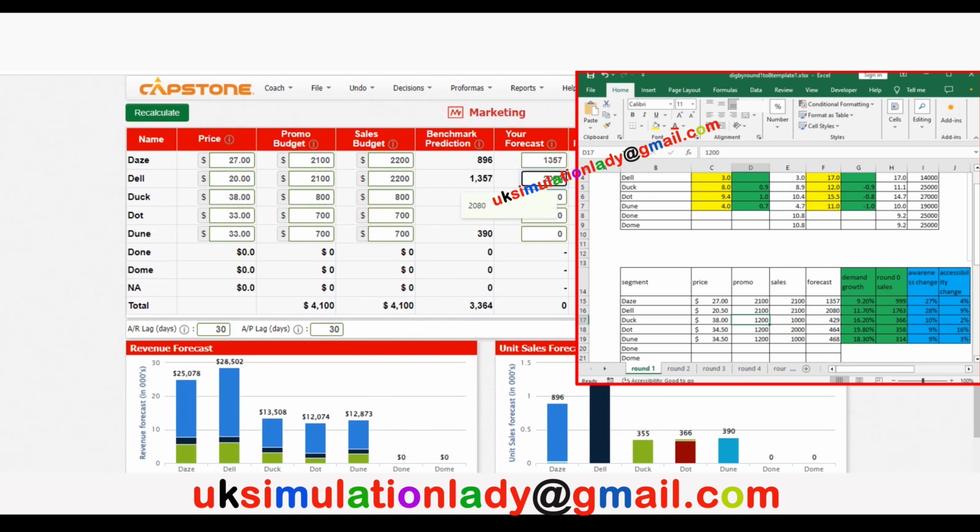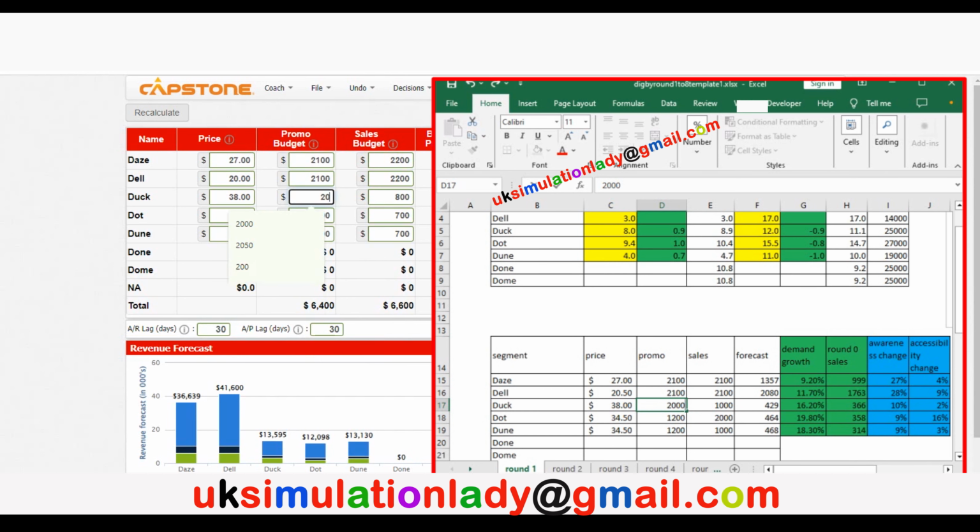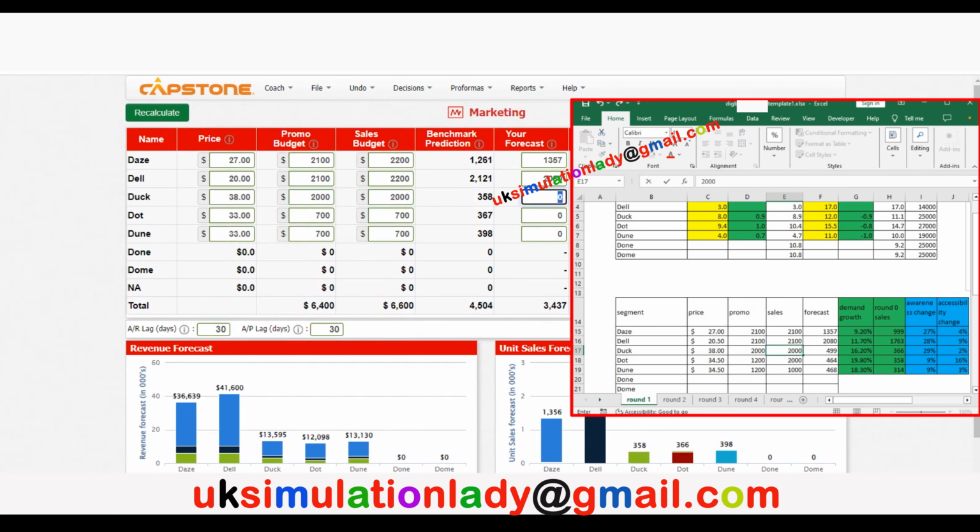In the high-end market, price is less important. Customers expect prices between $30 and $40 per unit. With a price of $38, we're within the acceptable range, and our product remains competitive. In this segment, we're spending $2,000 on both promo and sales. Based on our CapSim Excel template, we estimate a demand of 513 units in the high-end segment.